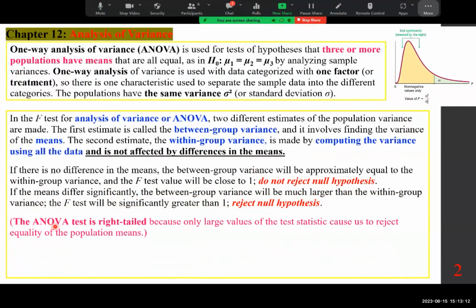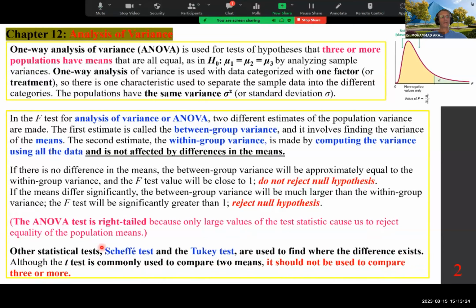The ANOVA test is right-tailed because only large values of the test statistic cause us to reject equality of the population means. And finally, other statistical tests, the Scheffé test and the Tukey test, are used to find where the difference exists. Although the t-test is commonly used to compare two means, it should not be used to compare three or more.